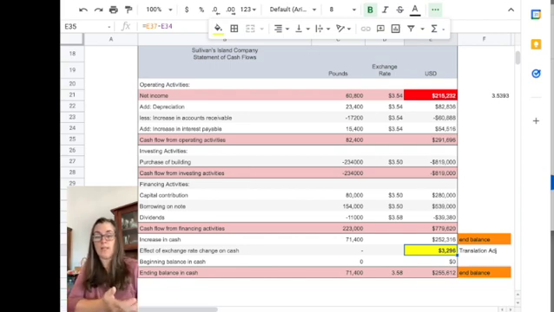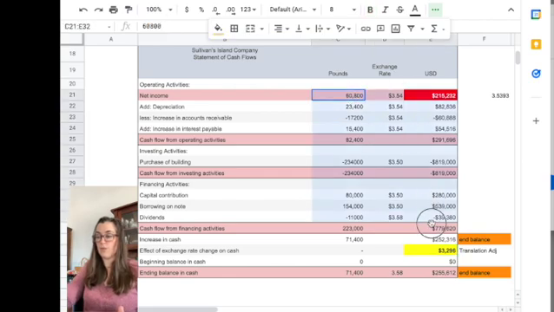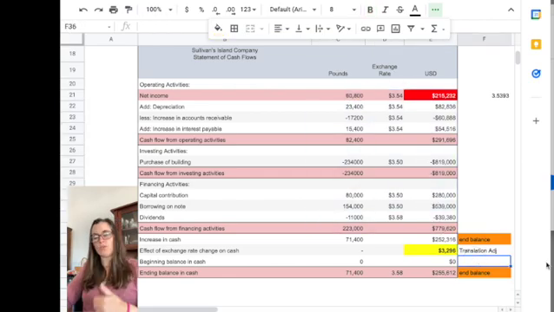One using ending balance in cash converted at the December 31st rate. The other looking at the increase in cash based on all of this activity that we're doing throughout the cash flow statement. So take your time with this.